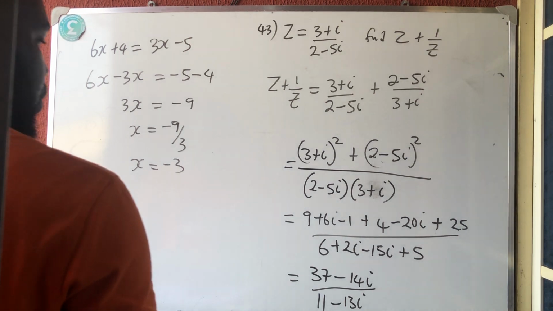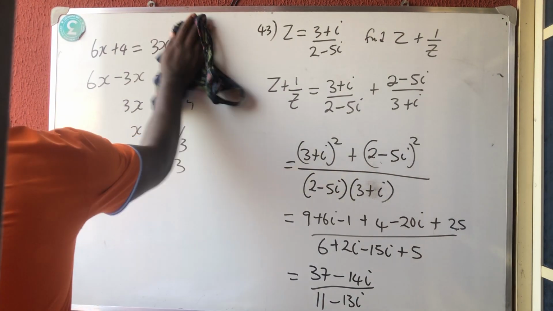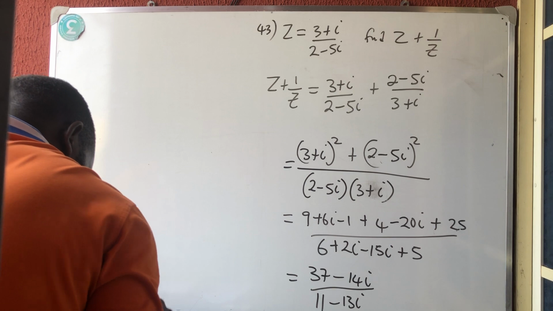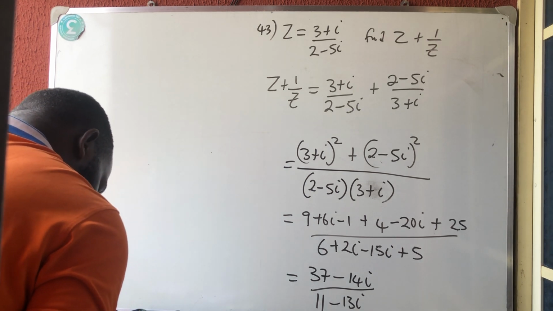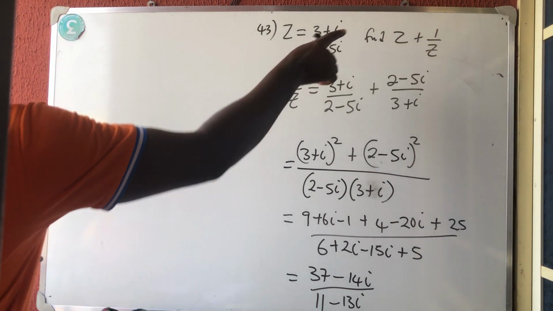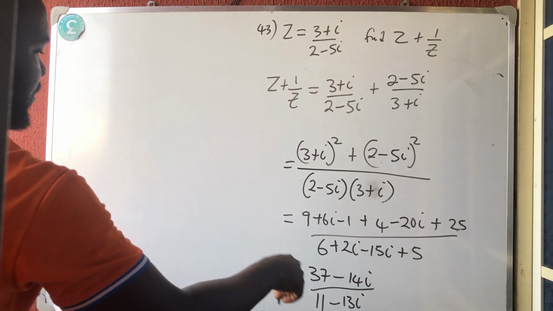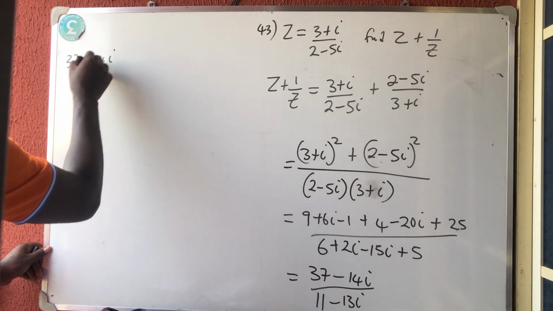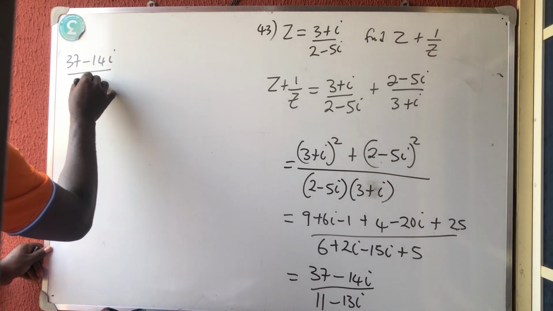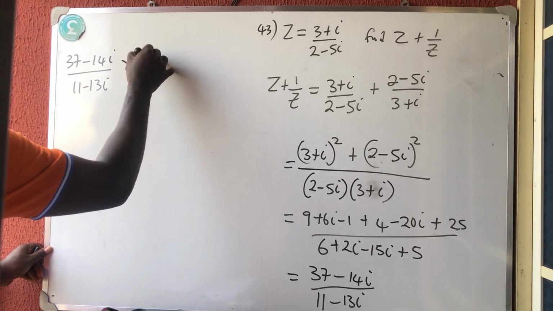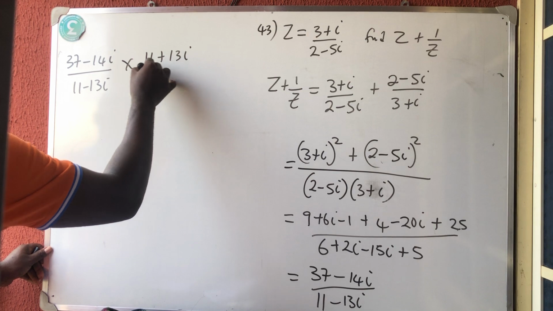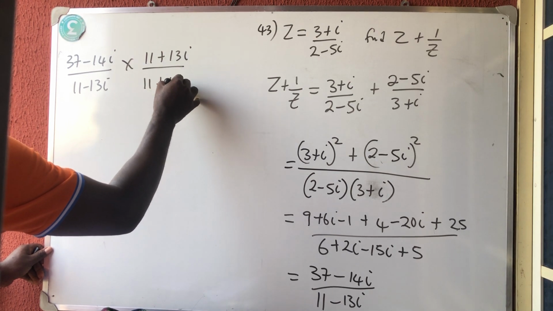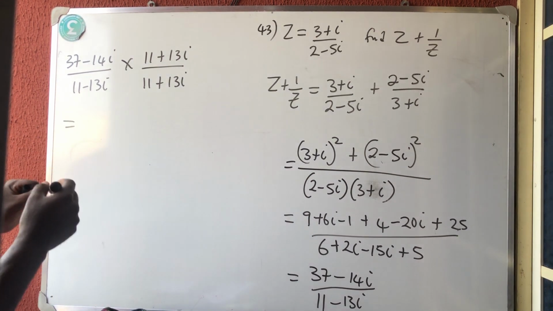Okay, so we have to rationalize this. So to rationalize this now, in fact they're asking us the real part. Find the real part of that. So the real part of this is what they're asking us, not everything here, but let us rationalize. I'm having 37 minus 14i all over 11 minus 13i, times 11 plus 13i all over 11 plus 13i. So let's go.